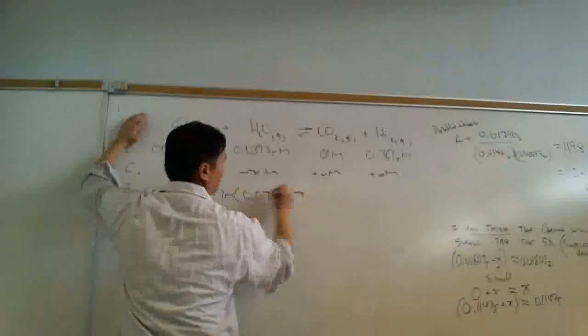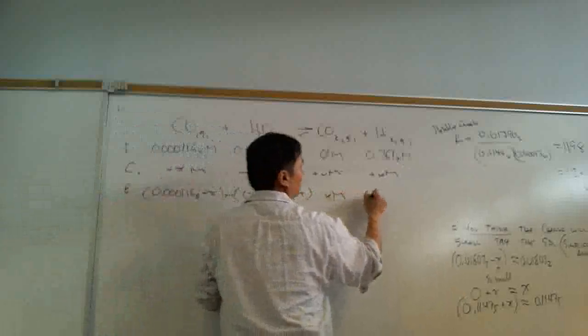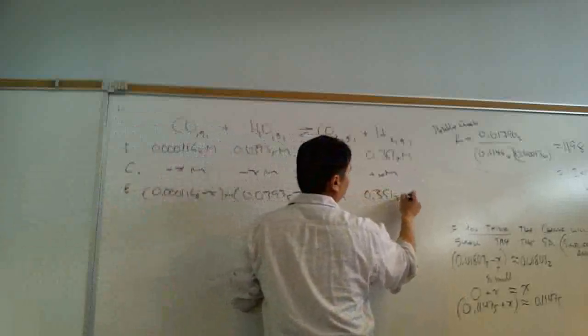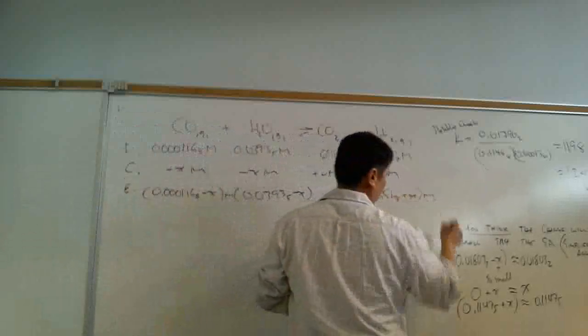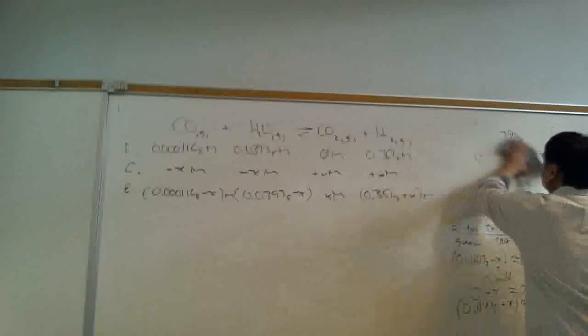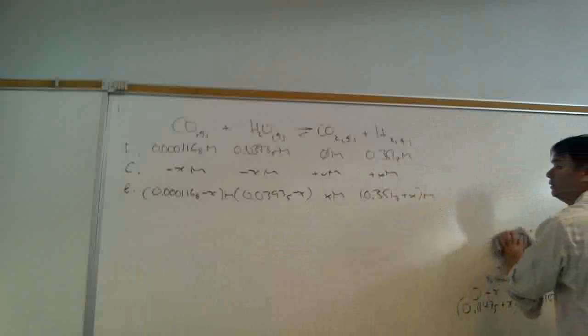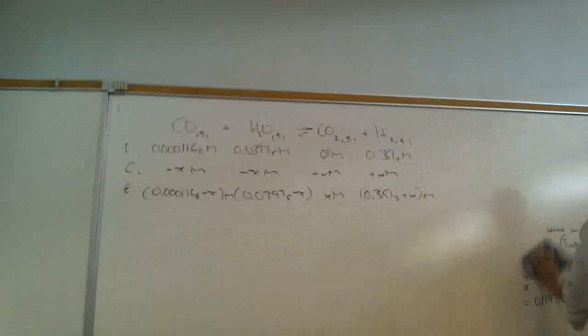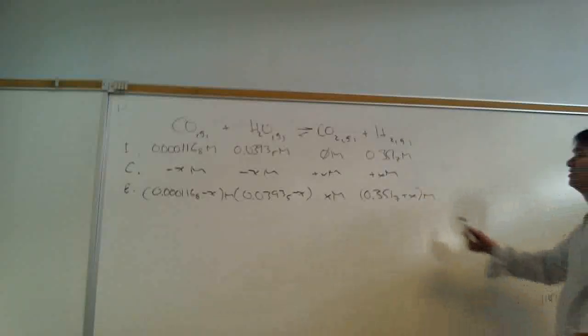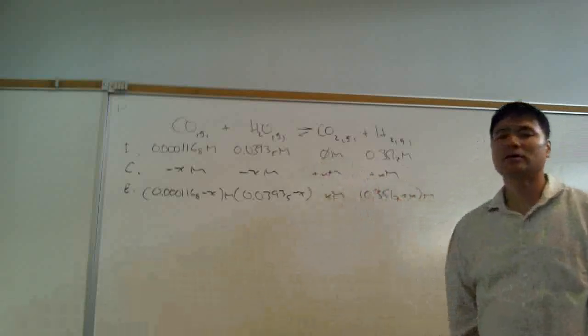0.03935 minus x. X molar. 0.3517 plus x. Now, is it going forward or backwards? It can't go backwards because of the 0. We always go in the direction of 0.